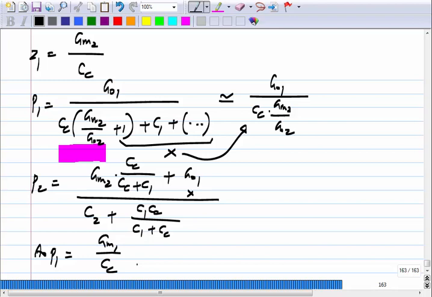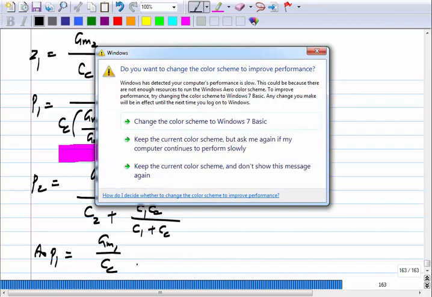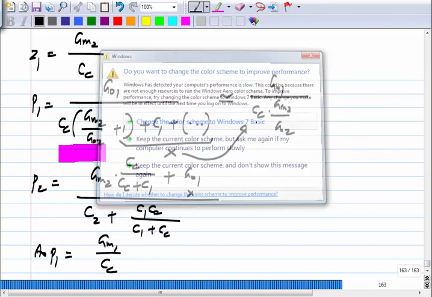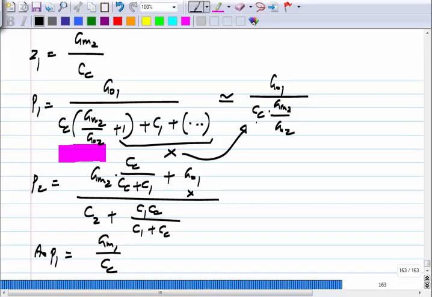this is of a non-inverting amplifier. Okay, I'll show how to. This is just the basics of the op-amp.